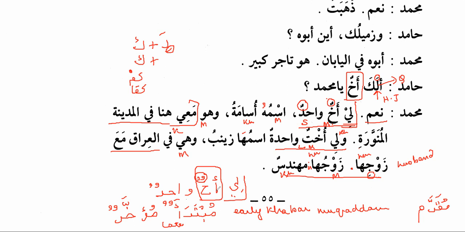Mubtada has to be marifa. So whenever a nakira mubtada comes, it is pushed back and it is called mubtada muakhar or late mubtada. And khabar proceeds and it is known as early khabar or khabar muqaddam. So that's what the structure is here. Li akhun wahidun. Li ukhtun wahidun.